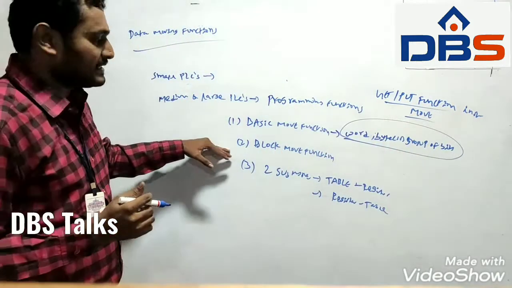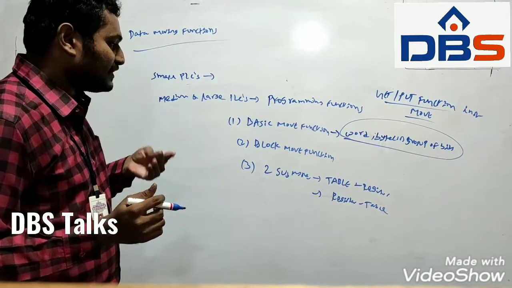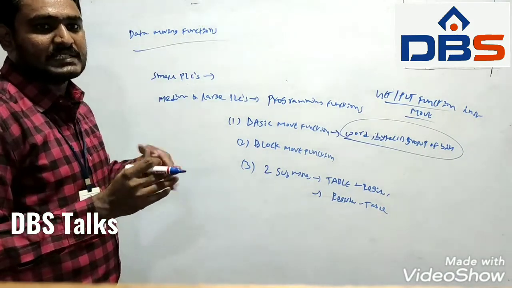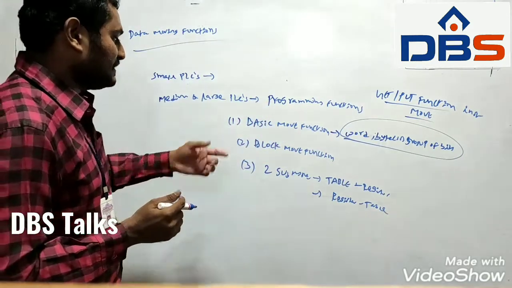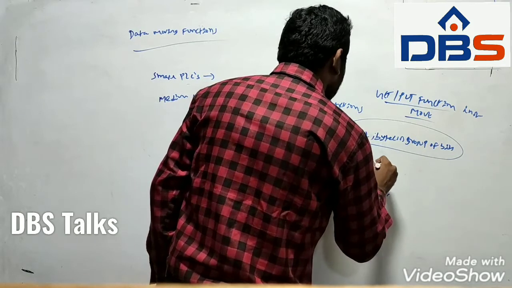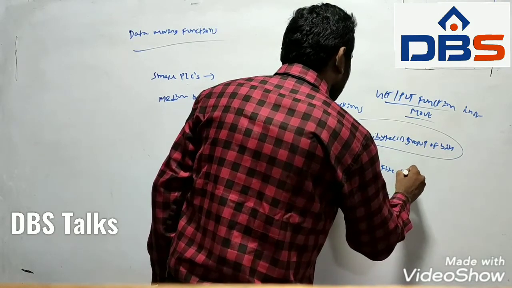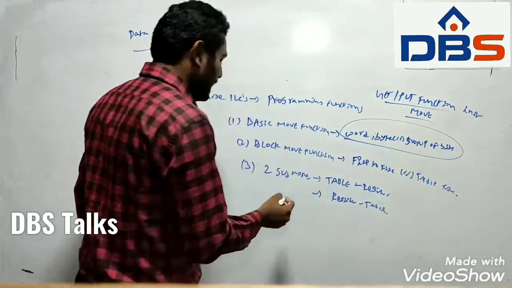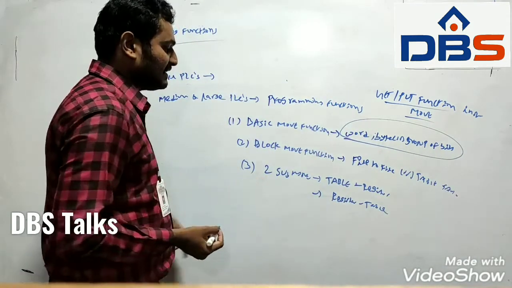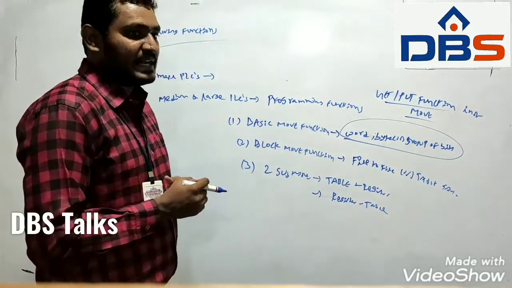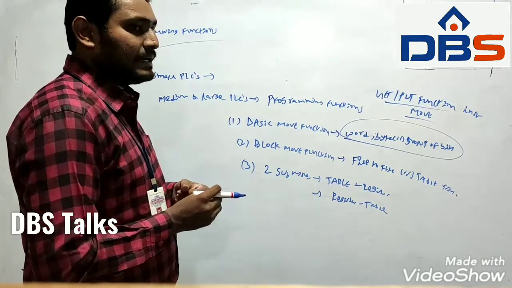And coming to block move function, this block move function is useful to move the data from a consecutive group of registers to the next consecutive group of registers. So this one is a block move function. In some PLC systems this is known as file to file function or table to table function. And we have another two types of this one, table to register type.